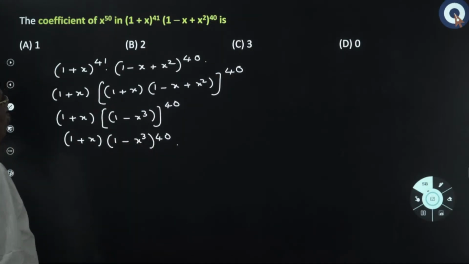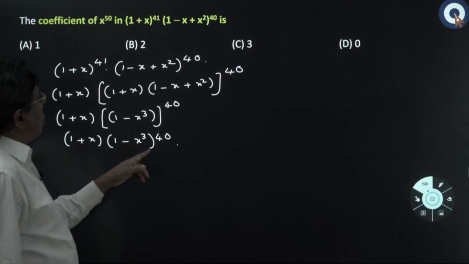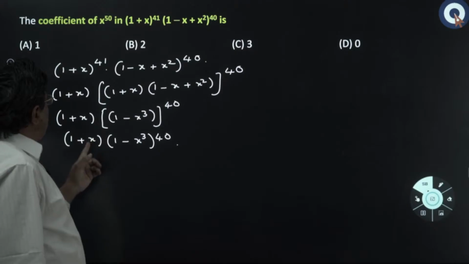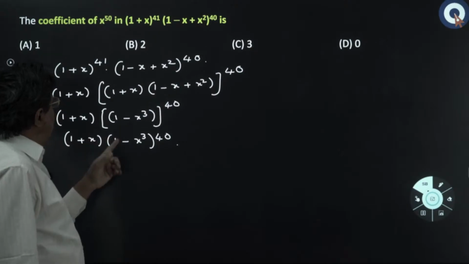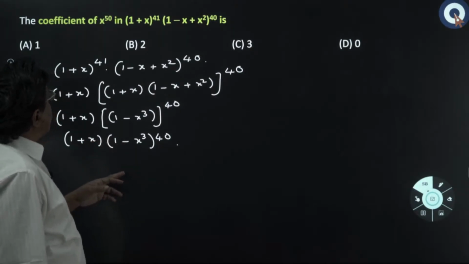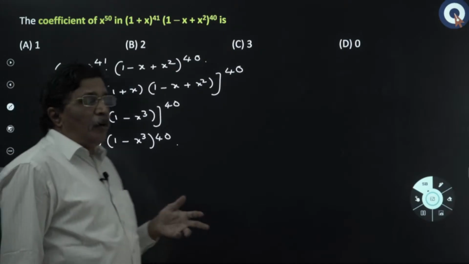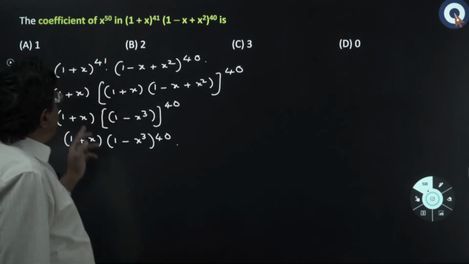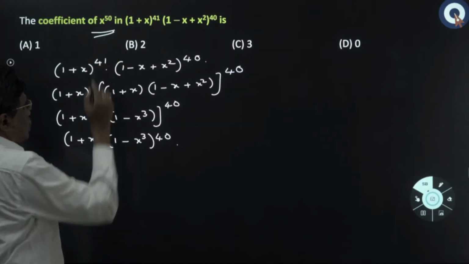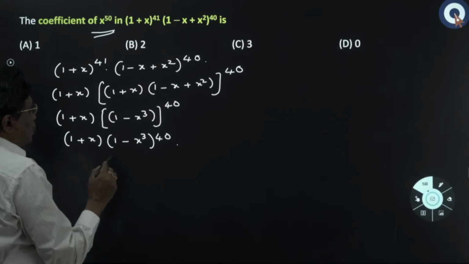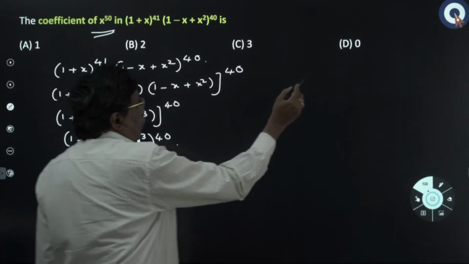In this you want the coefficient of x to the power of 50. See what happens here is x cube will deliver terms which are multiples of 3, and when it is multiplied with 1, it will be in the form of 3k, or when it is multiplied with x, they will be in the form of 3k plus 1. So, x power 50 is neither in the form 3k nor 3k plus 1. So, you do not get x power 50. So, the required coefficient is 0. Option D is correct.